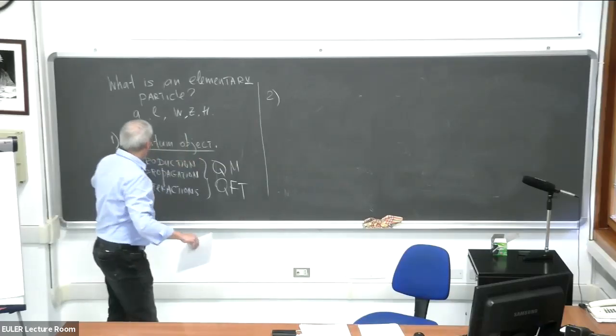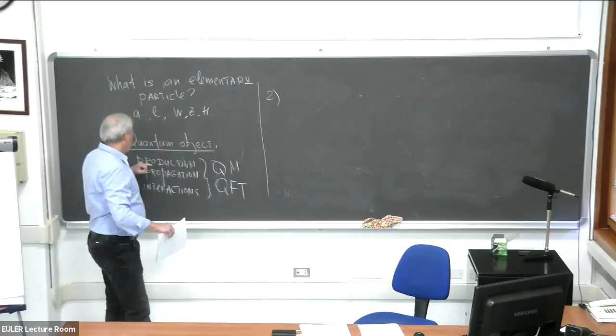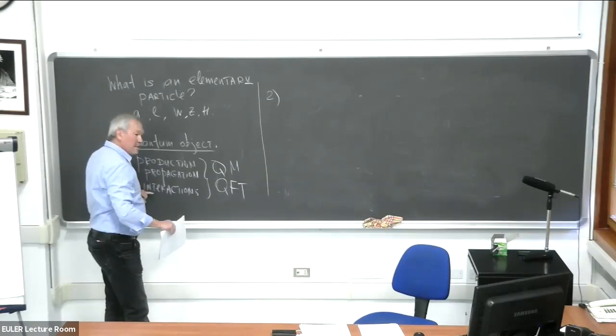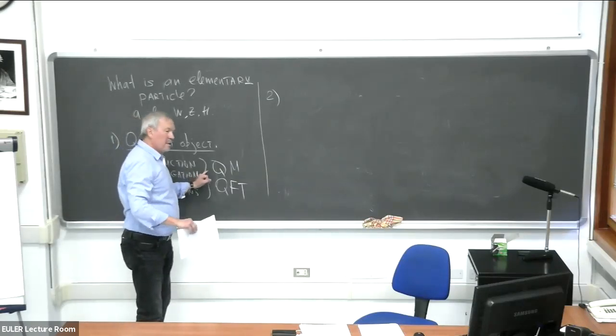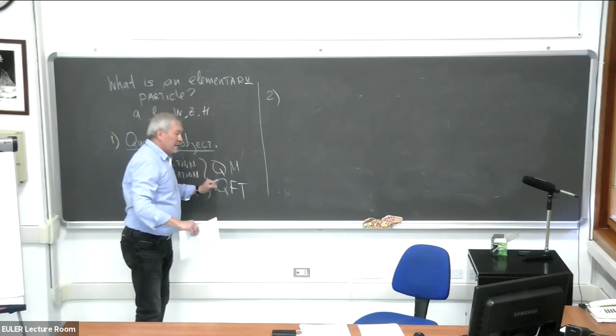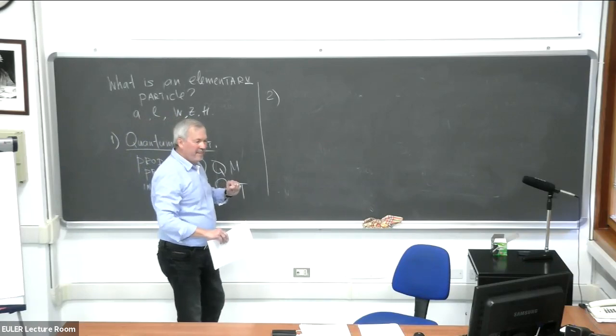Oh, okay, so what does it mean that this is a quantum object? This means that production of particles, propagation and interactions with other objects are described by relativistic quantum mechanics or deeper quantum field theory. Okay? Okay, thank you, Professor.